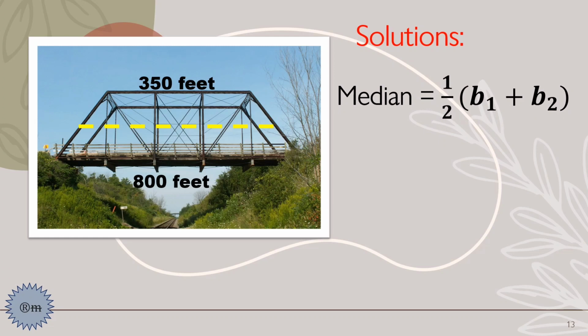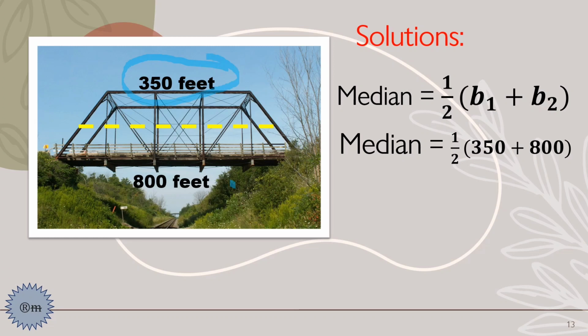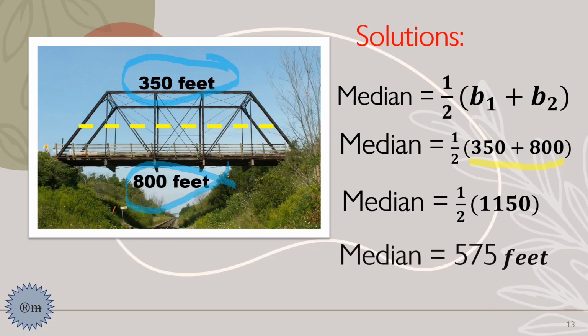So, the median is equal to 1/2 quantity base 1 plus base 2. Then you substitute the 350 feet and the 800 feet. So we have median equals 1/2 of 350 plus 800. The total is 1,150. Then let us divide by 2, or get the half of 1,150, and that is 575 feet. And that is the median of our bridge, or the measure of the support beam.